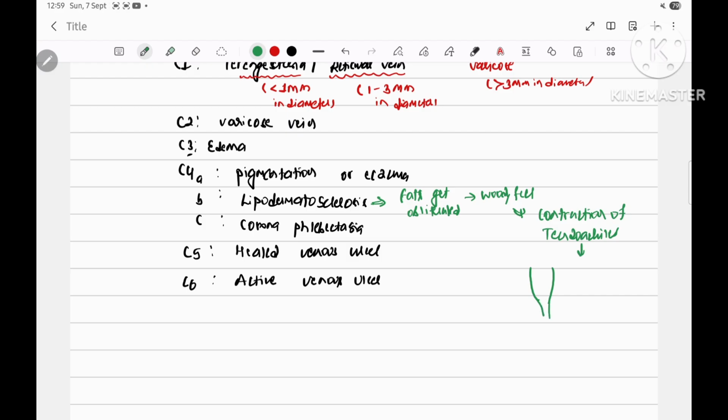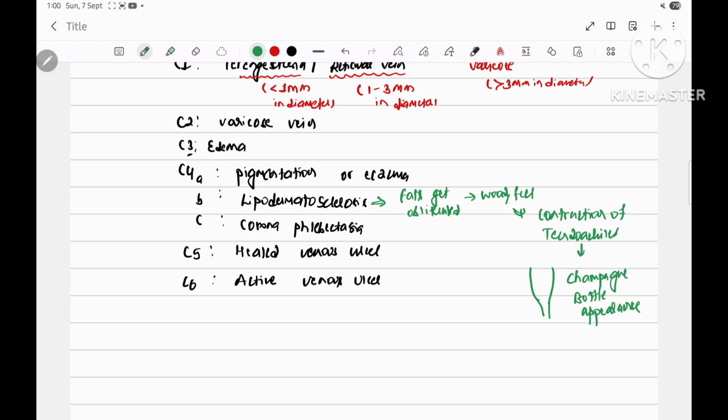So it looks like a champagne bottle. Okay, so it is known as champagne bottle appearance. Why is it so? It is due to the contraction of the tendo Achilles. Why? Due to obliteration of fat. Okay, so this champagne bottle appearance point is important.